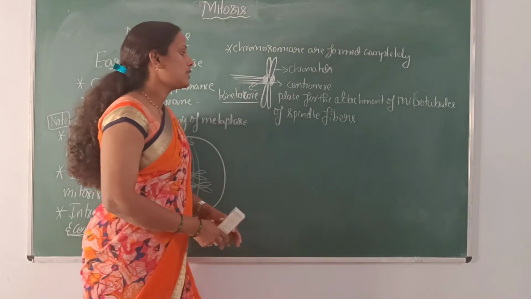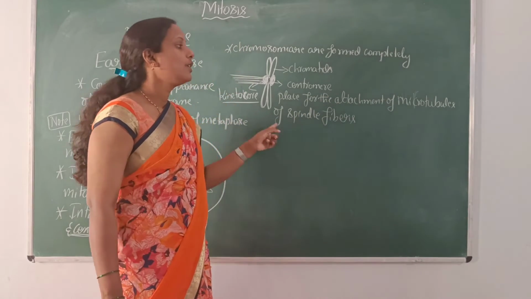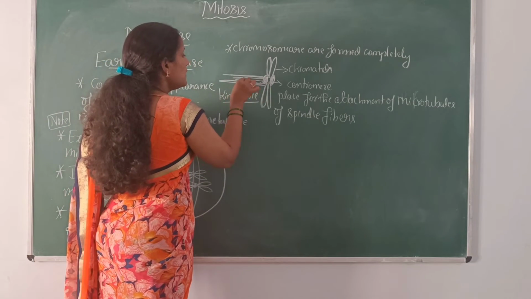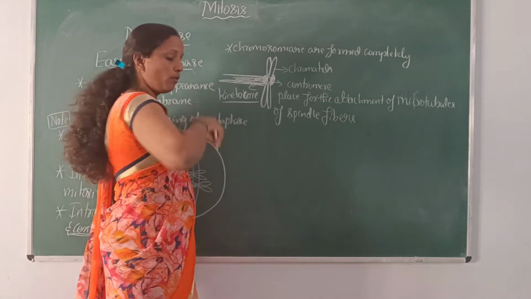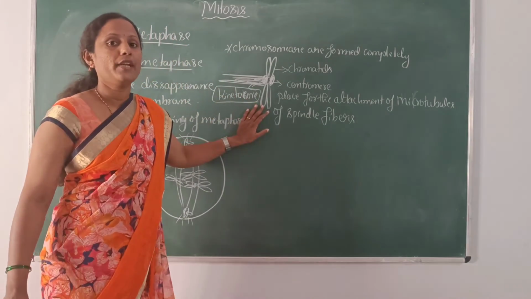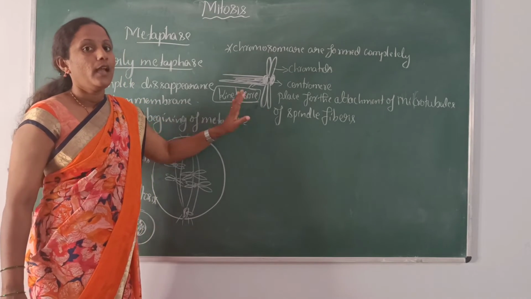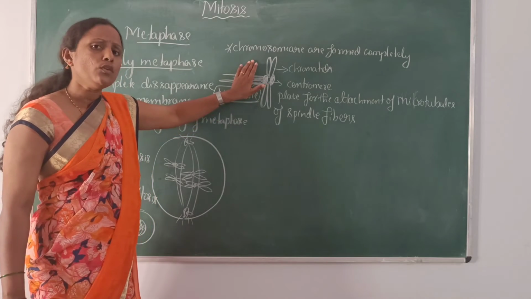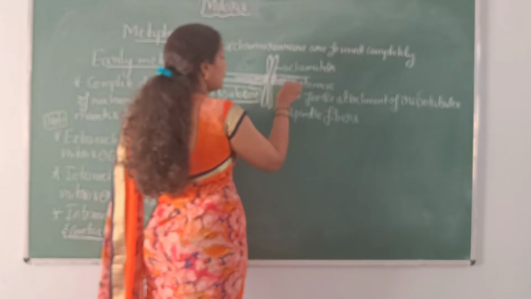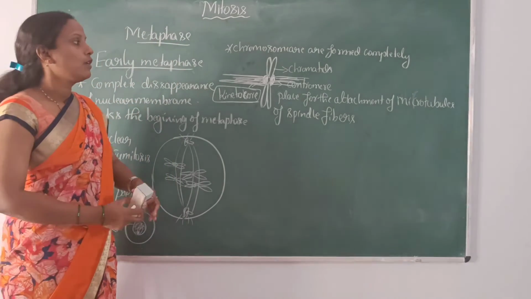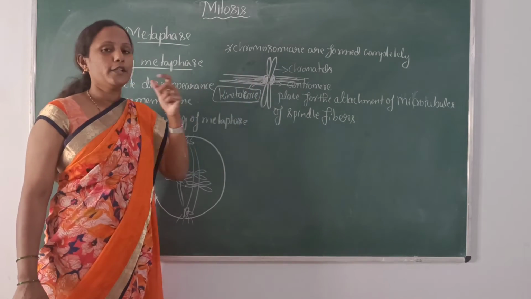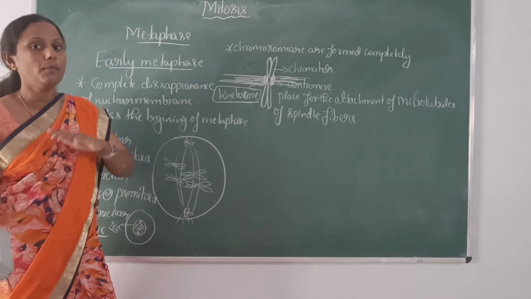So the kinetochores are the place for attachment of microtubules of spindle fibers, which means this is a spindle fiber. Within the spindle fiber there are microtubules and they get attached to the chromosome at a place called kinetochore. And this is the structure we can see in the metaphase. Once all of the chromosomes get attached to the spindle fibers on both sides, like this, they are not attached from one side, they are attached from both sides. So both sides of the centromere contain kinetochores. To each kinetochore, there is an attachment of a spindle fiber from the opposite end.